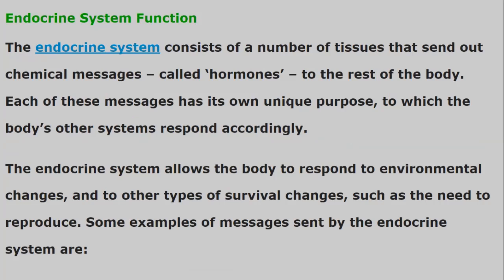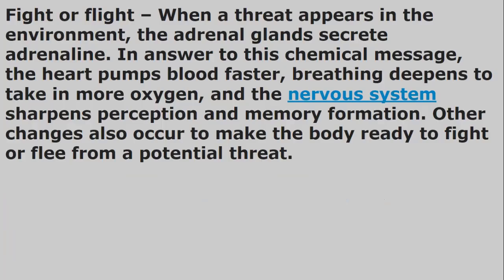Each of these messages has its own unique purpose to which the body system responds accordingly. The endocrine system allows the body to respond to environmental changes and to other types of survival changes, such as the need to reproduce. Some examples of messages sent by the endocrine system are fight or flight.